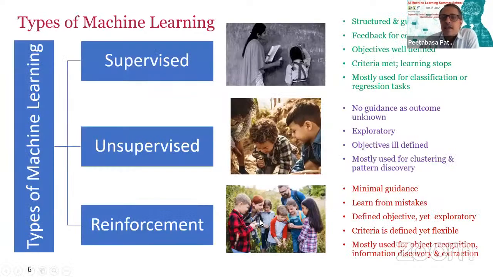Now, types of machine learning. Again, I'm sure these are very preliminary material you have seen. There are supervised learning, unsupervised learning, and reinforcement learning. In supervised learning, it's a very well structured and guided activity. Feedback is available for correction at each step. Objectives are very well defined, and once the criteria is met, the learning stops. It's mostly used for classification and regression tasks, and that is where decision trees fall, and I will be talking about this. Decision tree is one of the mechanisms of supervised learning. There are others.